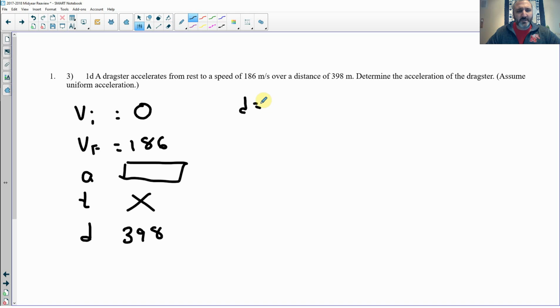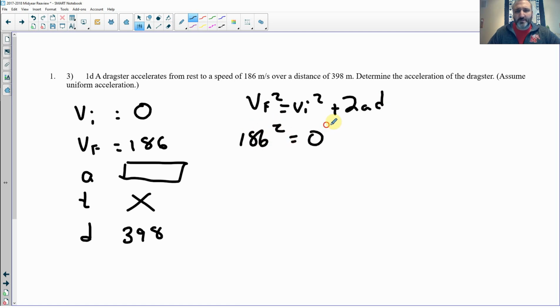I think the equation, again, the best one to use, you could do D equals VIT plus 1/2 AT squared. In fact, I guess we could. I think you could also use VF squared equals VI squared plus 2AD. But, oh wait, we don't have time, so we can't use that. So, VF squared equals VI squared plus 2AD. So 186 squared equals 0 squared plus 2 times a times 398.